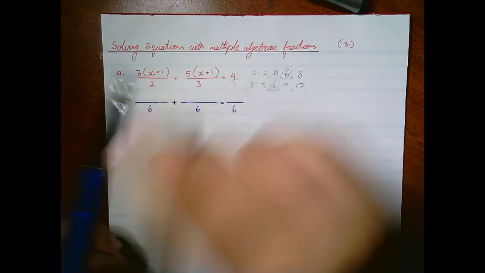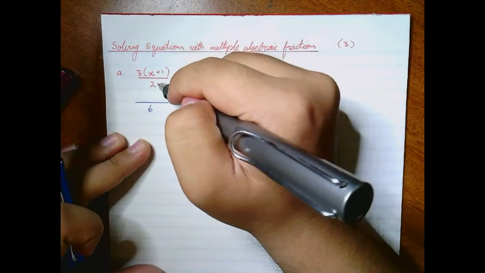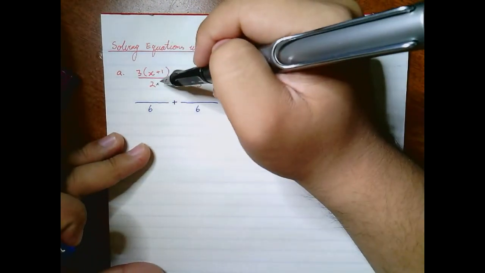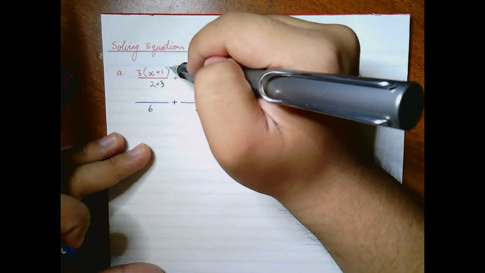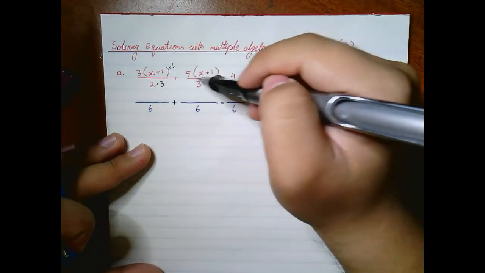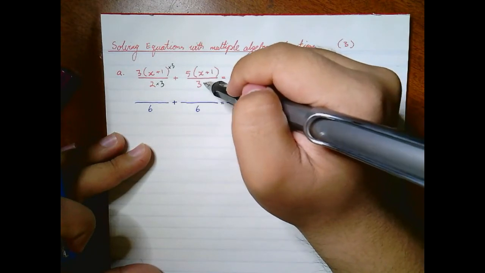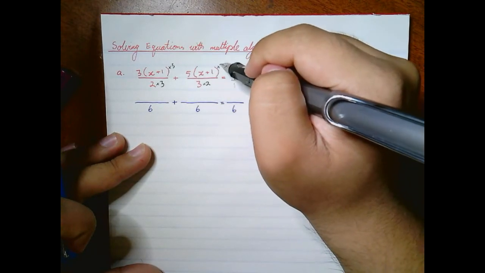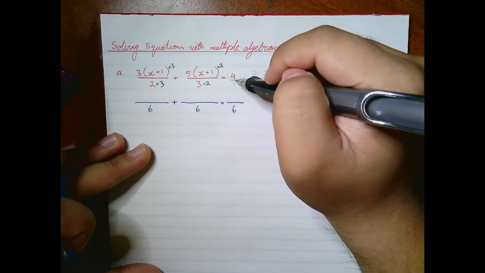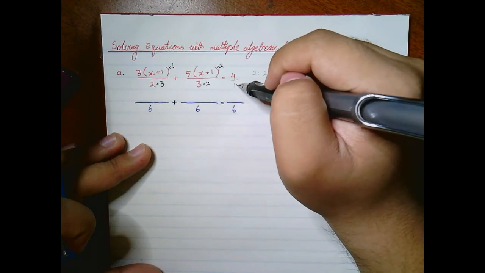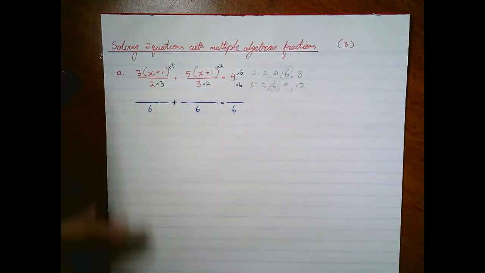2 times what gets me 6? Well, 2 times 3 gets me 6. So I need to multiply everything on the top by 3. Same thing here. 3 times what gets me 6? Well, that's 2, so I'm going to multiply everything on the top by 2 as well. And this one's over 1, so 1 times 6 gets me 6, so I'll multiply everything by 6.